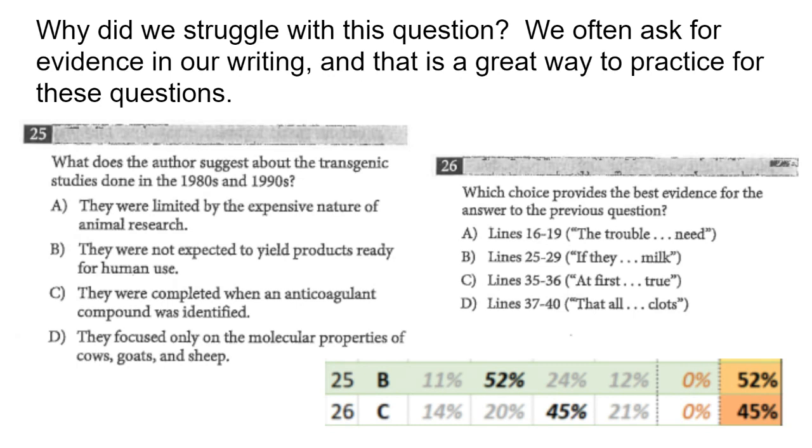What does the author suggest about transgenic studies done in the 1980s and 1990s? The correct answer is B. They were not expected to yield products ready for human use. Then you have to be able to choose which line provides the best answer to that question. In this case, it was line 35 and 36, which is answer choice C. 45% of us got those correct.